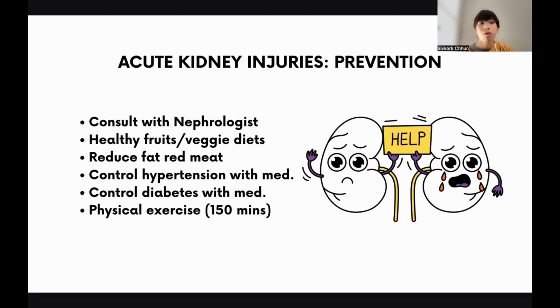Reduce cholesterol or fat in the diet. Reduce the meat and fat. Eat more fruits and vegetables. Control blood pressure to prevent hypertension, control diabetes or glucose levels, and do physical exercise, 150 minutes per week, based on the instruction of a physiotherapist. These are the preventions for acute kidney injuries.